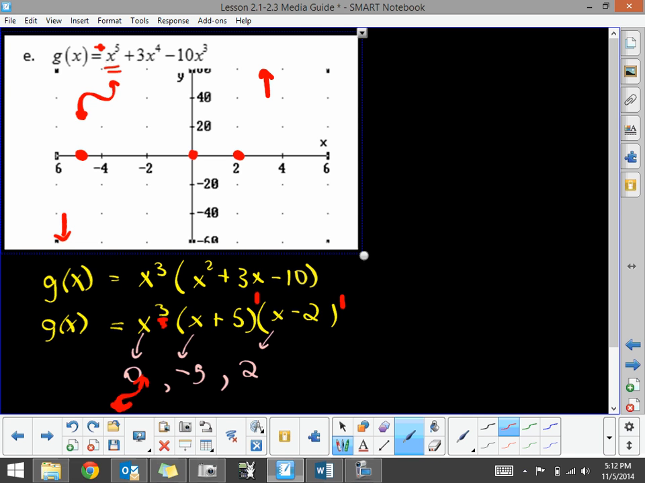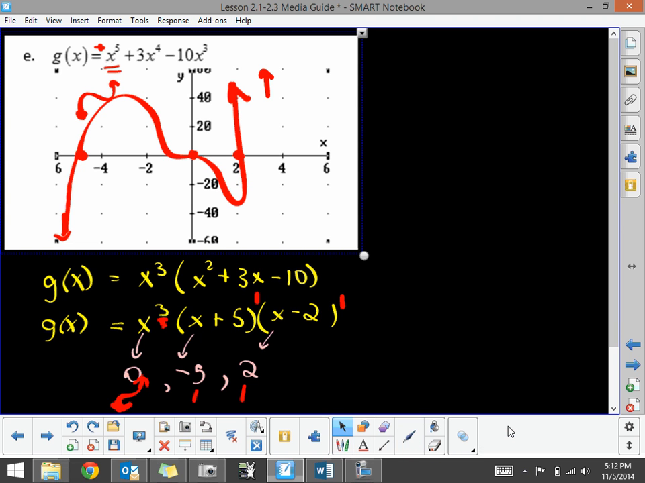Those are a little bit fat, and then these should just be linears or crossing. So it's going to cross at negative 5, then it's got to come back towards 0, and it's got to flatten and cross, and then it's going to come right back through 2 and look more like a line. So that is the general appearance of that graph, based on its factorization and multiplicity and its degree.